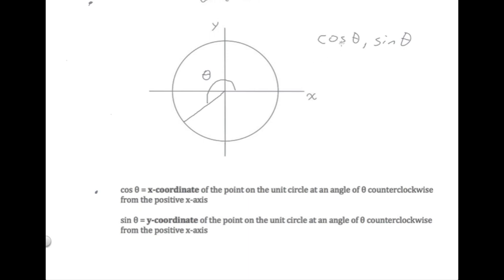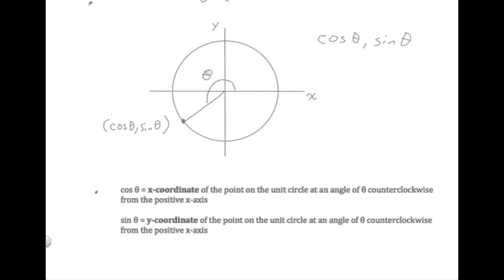Well, we want to find the point on the unit circle that corresponds to theta. So here's the point on the unit circle that corresponds to this angle, and that point has coordinates. You should know that the first coordinate that you write is the x-coordinate, and the second coordinate you write is the y-coordinate. That's the standard way to write coordinates. And we just learned that the x-coordinate represents the cosine of theta, and the y-coordinate represents the sine of theta.